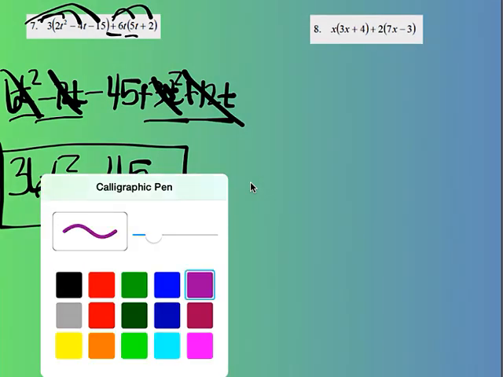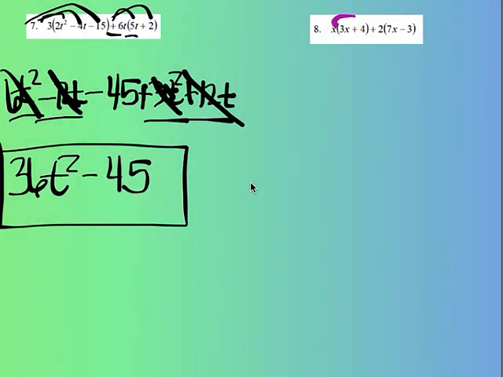Now let's take a look at number 8. I'm going to take that x and distribute it in, and I'm going to take 2 and distribute it in. So x times 3x is going to be 3x squared, remember, because they're both raised to the first power. And then 4 times x is going to give me 4x.